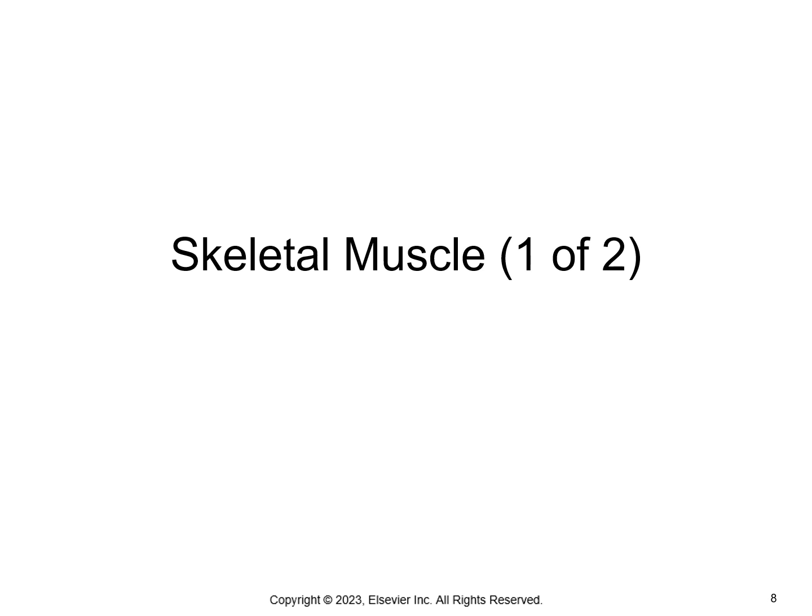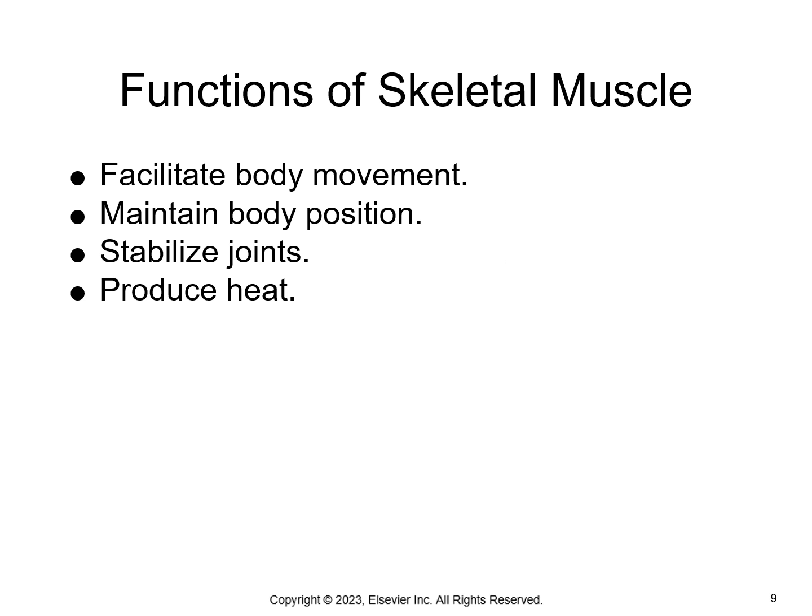All right, now we're moving on to skeletal muscle. Skeletal muscle has four basic functions. It can help move the body through muscle contractions. It can help keep the body in position by maintaining muscle tone. It helps stabilize joints and prevent excessive movement. And it helps maintain body temperature by helping us produce heat through muscle contractions.